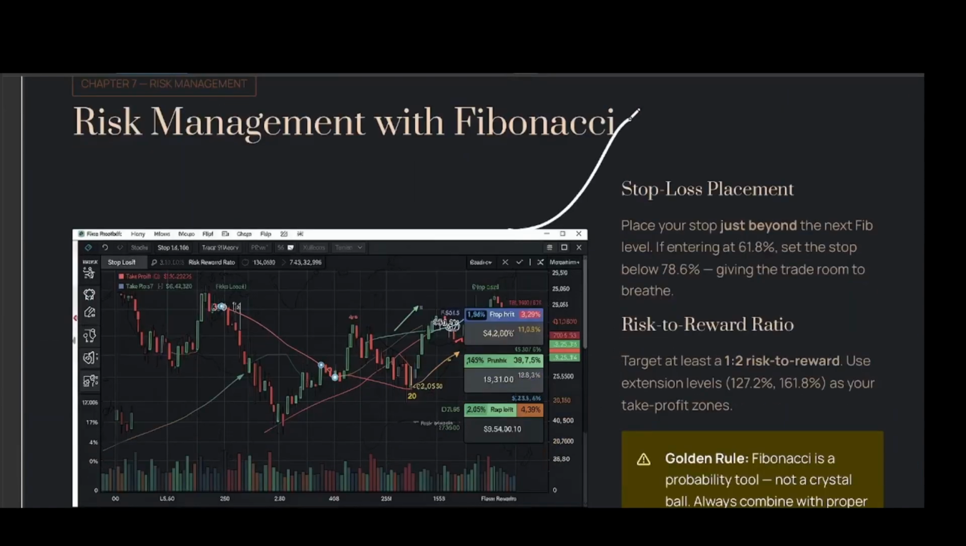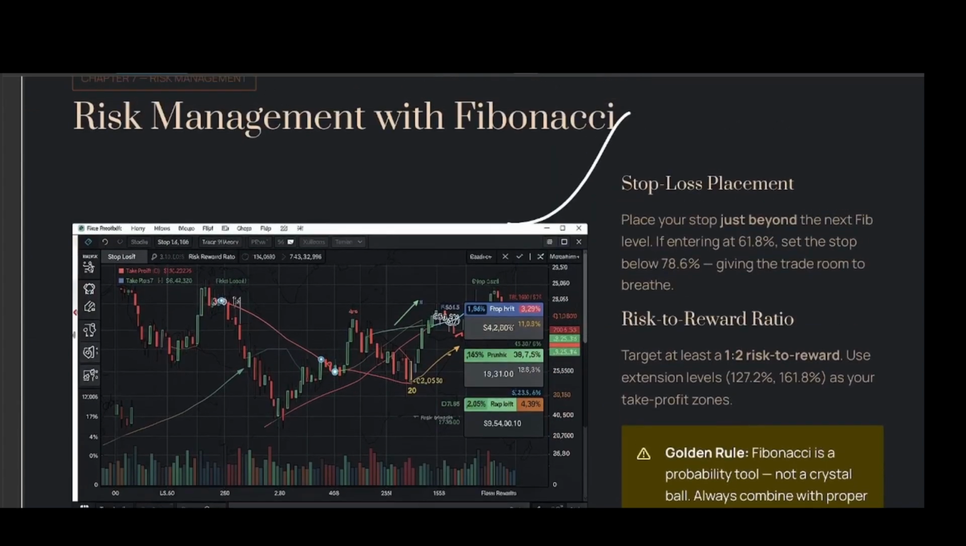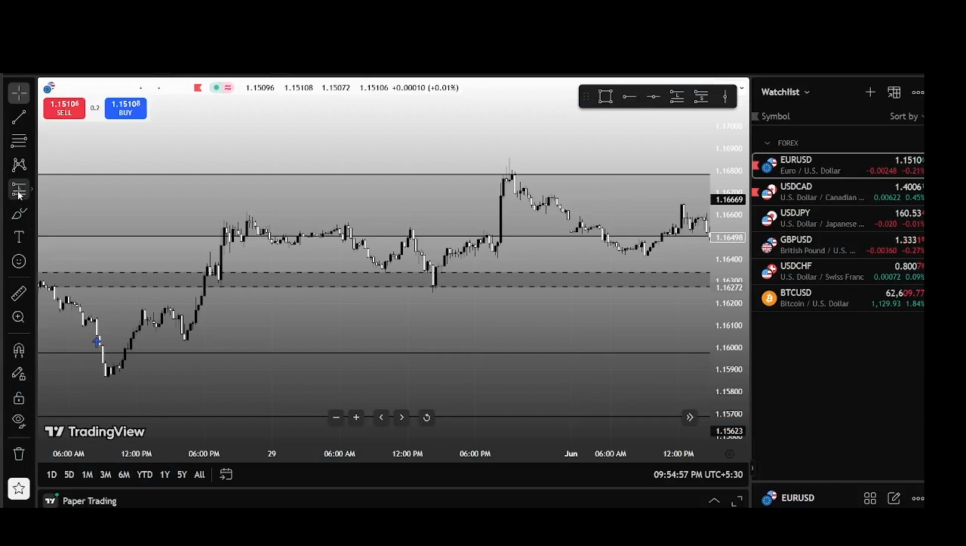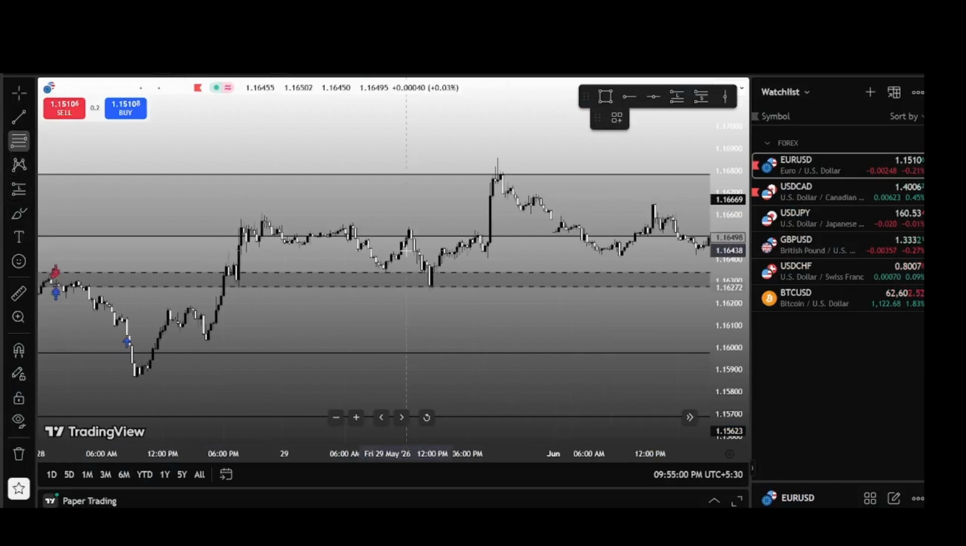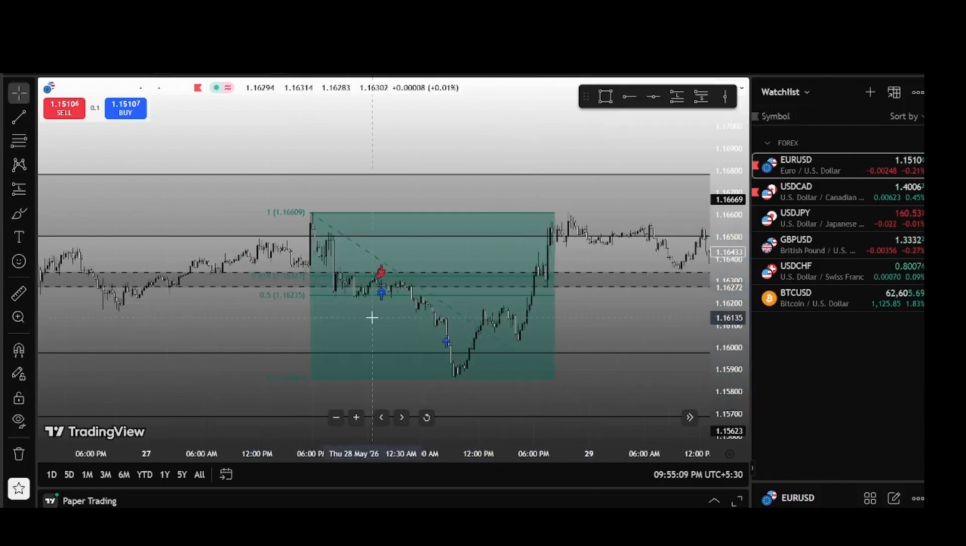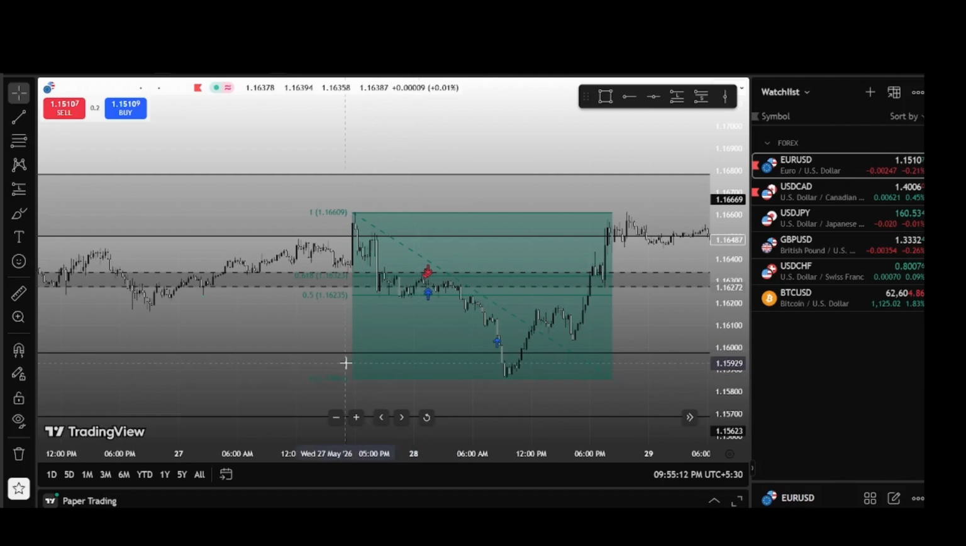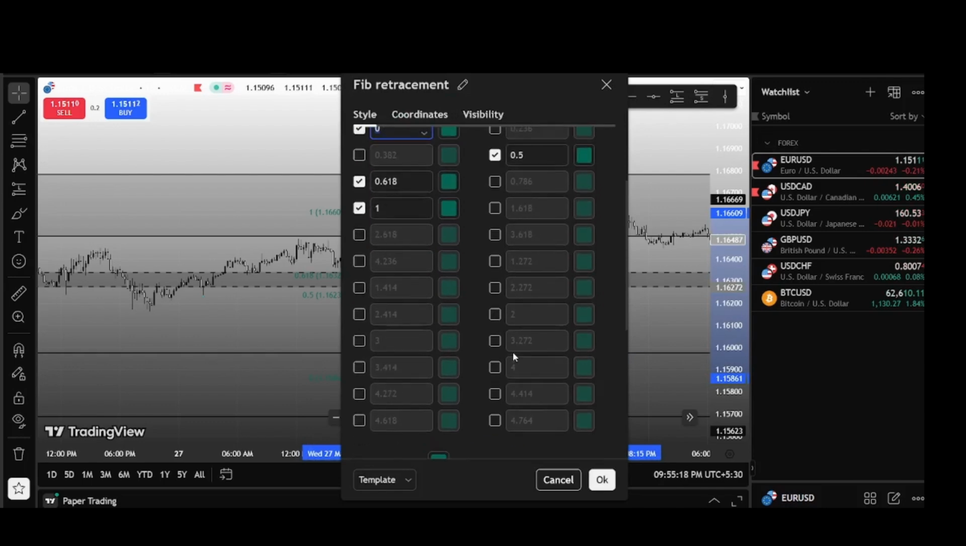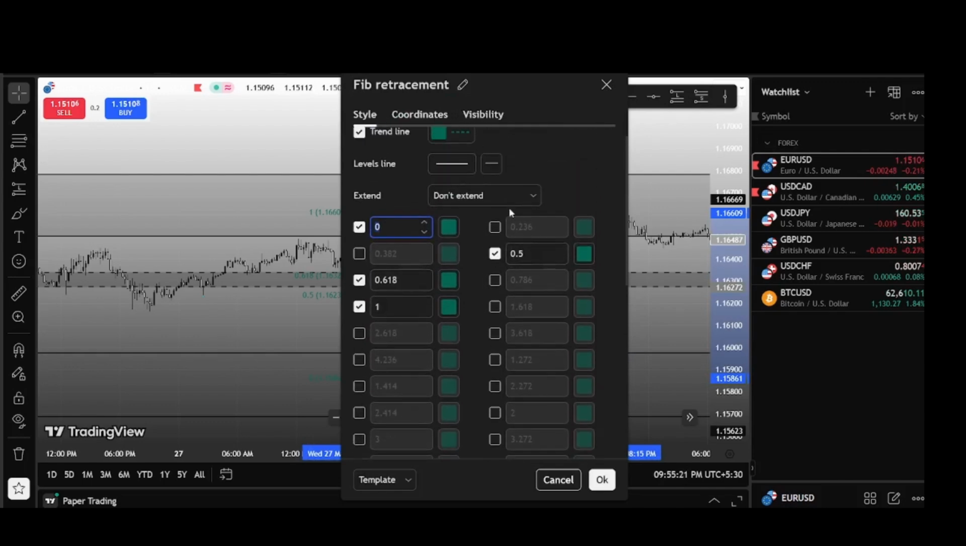Next, risk management with Fibonacci. Where do you generally place the stop loss? When you apply the Fibonacci indicator, let me take it from a good high to a low. Yeah, this high to this low. When you tap onto it and go to its settings, you'll find so many zones. But this is the main setting for Fibonacci, and you can copy it in your TradingView: 0, the 0.5 level, the 0.618 level, and the 1 level. The zone between 0.5 and 0.618 is the golden zone.